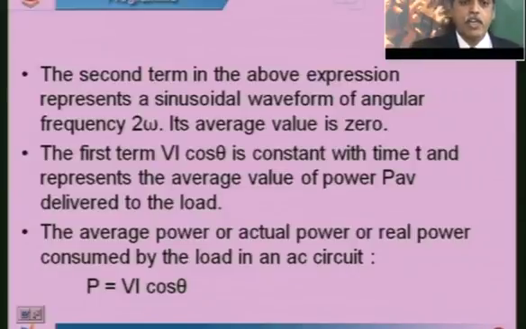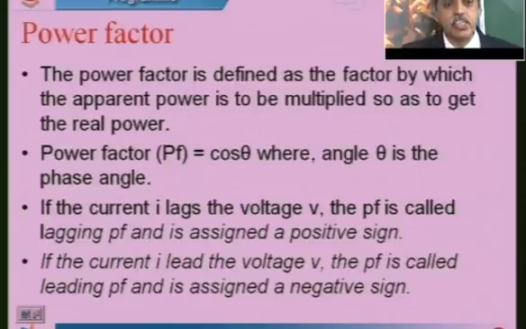So the average power, or actual power or real power as we call it, consumed by the load in an AC circuit is P equal to VI cos theta. If I just multiply the RMS value of the voltage and the RMS value of the current, I will be getting only the apparent power, which appears to be the power, but the actual power is VI cos theta. The phase angle difference between the voltage and current also matters in evaluating the actual power consumed in an AC circuit.